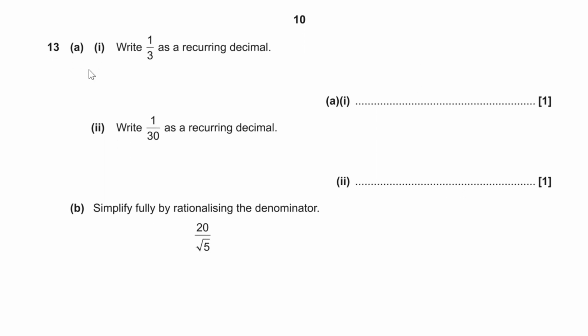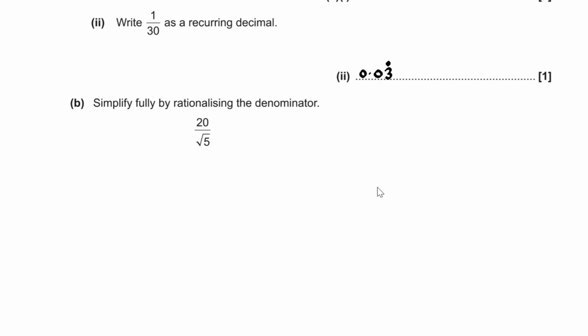Question number 13. For the first part of part A, we have to write 1/3 as a recurring decimal. Well, we know that 1/3 is equal to 0.333333, etc. And we could go on forever. And what you'd find this to be as a recurring decimal is 0.3 with a little dot on it, like that. And then we have to write 1/30th as a recurring decimal. Well, 1/30th is 10 times smaller than this, so we'd have to divide this value by 10. So we'd have 0.03 recurring, like so.